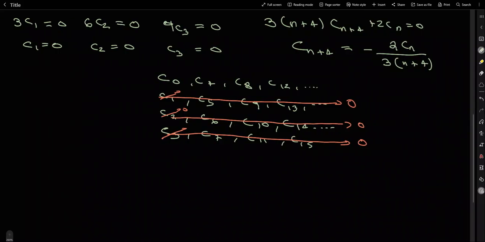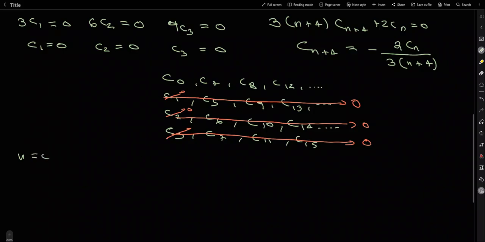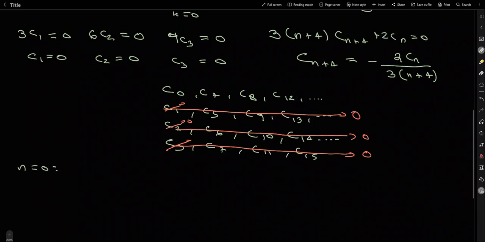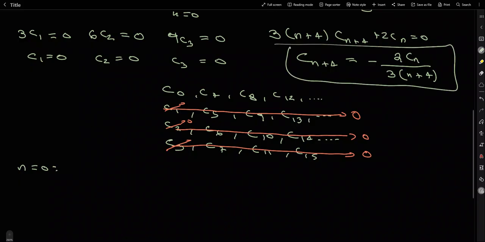Let's generate the coefficients. So for n equals 0, according to our recurrence relation, which by the way, let me box it, c sub 0 plus 4, which is c sub 4, equals negative 2 c sub 0 divided by 3 times 0 plus 4, which is simply 4. We'll just write it as 3 times 4.